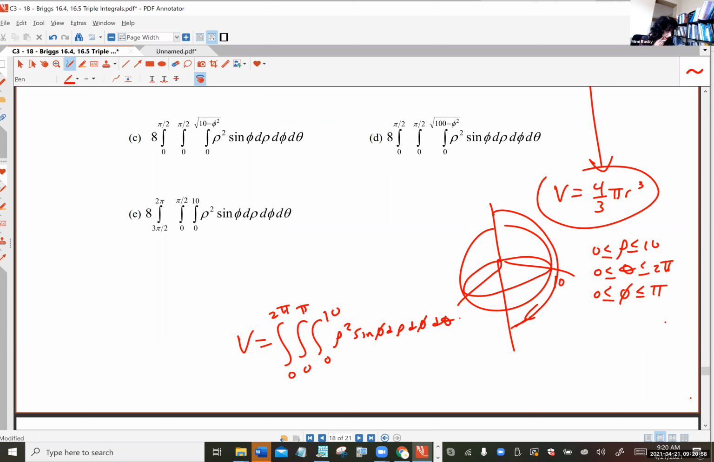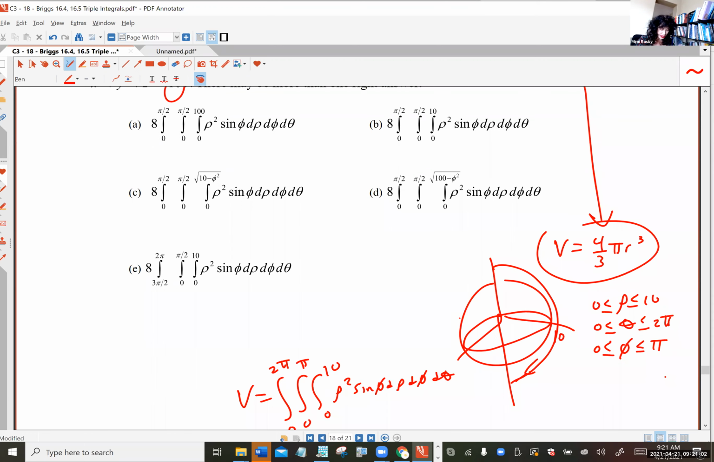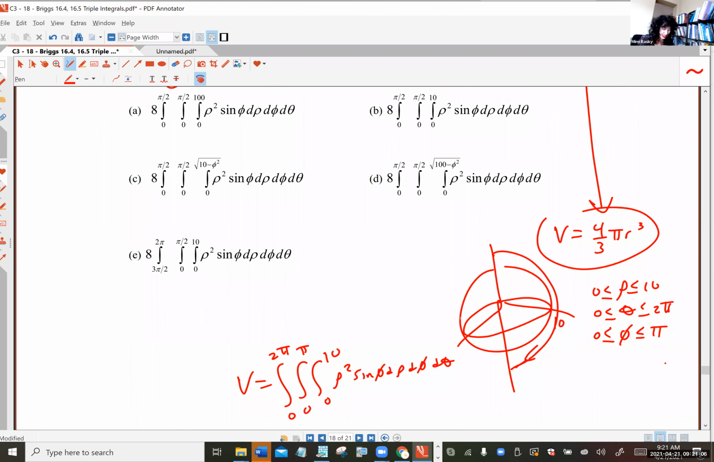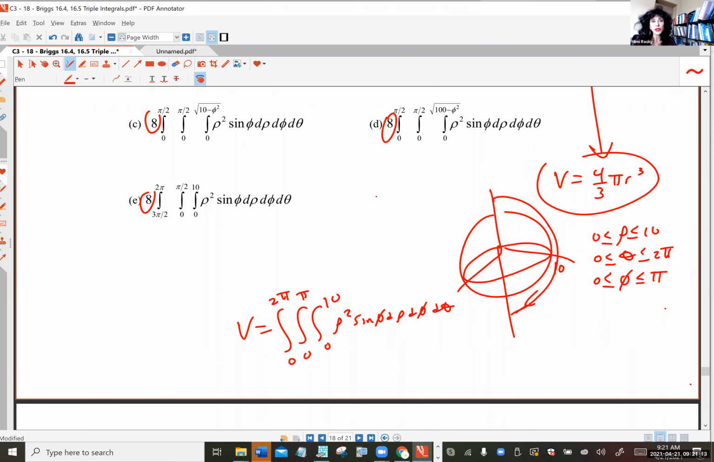Do any of the answers look like that? And it's like, no, none of these choices look like that. That sucks. So why not? Because it looks like they all have an 8 here, 8s everywhere. Oh, bummer. Well, what does that mean? It means they're using symmetry of the sphere. They cut it into 8s.